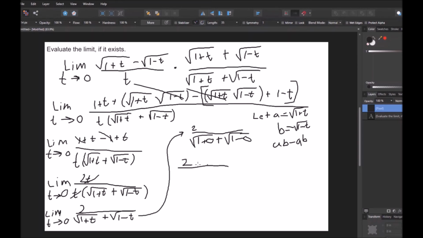So the 1 plus 0 is just 1, and 1 minus 0 is just 1. So I have 2 over the square root of 1 plus the square root of 1. The square root of 1 is just 1. So I have 2 over 1 plus 1, which is 2 over 2, which is 1. So that would be your answer.